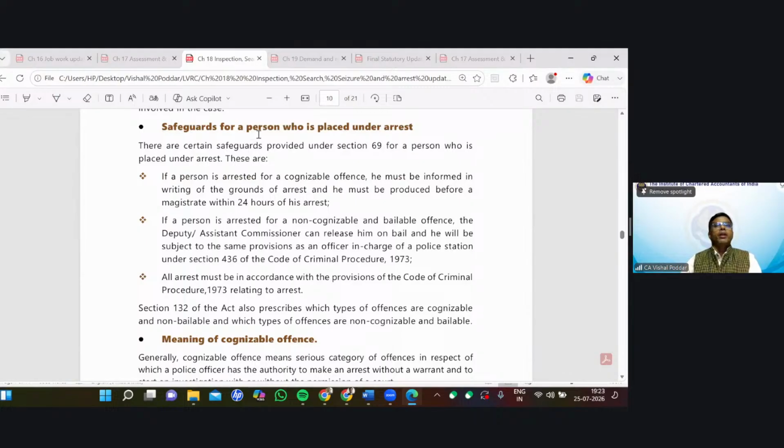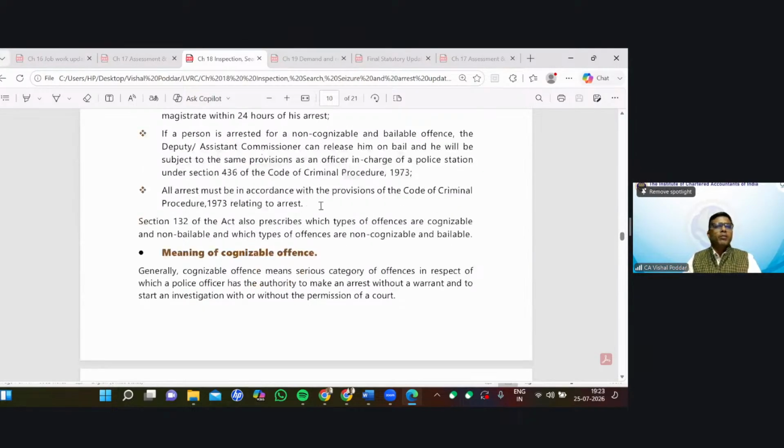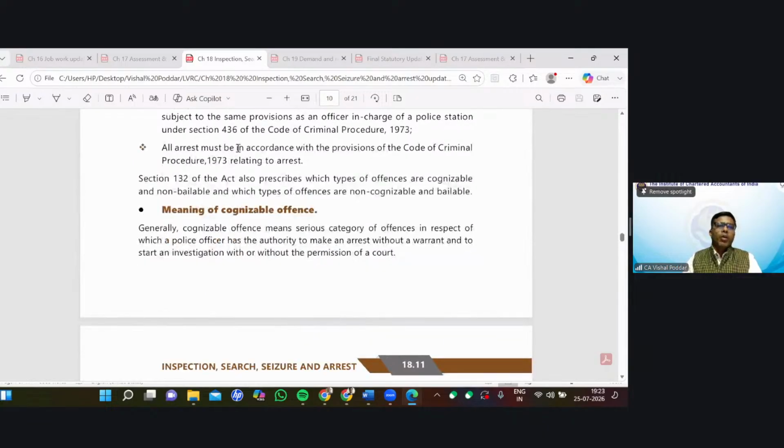Now, what is the safeguard for a person who is under arrest? This is important, students. There are certain safeguards given to you. First, if a person is arrested for a cognizable offense, he must be informed in writing of the grounds of arrest and he must be produced before a magistrate within 24 hours. If a person is arrested for a non-cognizable and bailable offense, the Deputy or Assistant Commissioner can release him on bail and he will be subject to the same provisions as an officer in charge of a police station under section 436 of the Criminal Procedure Code. All arrests must be in accordance with the provisions of the Criminal Procedure Code.